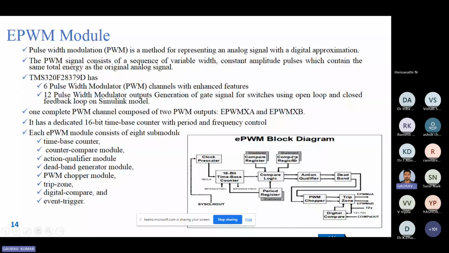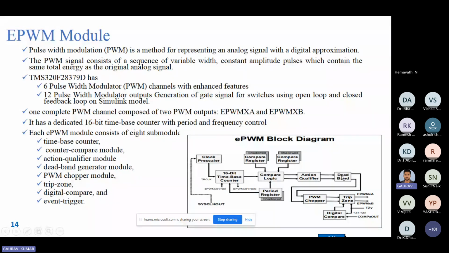This is the compare logic, in which each value is compared to a particular threshold value. Then it is given to the action qualifier. In the action qualifier we have to set when my signal will go for set, when my signal will go for clear, and when we have to do nothing. When the counter moves from 0, it will go for period, then compare A, compare B. Then we have to decide with the help of the action qualifier whether we have to set or clear it.